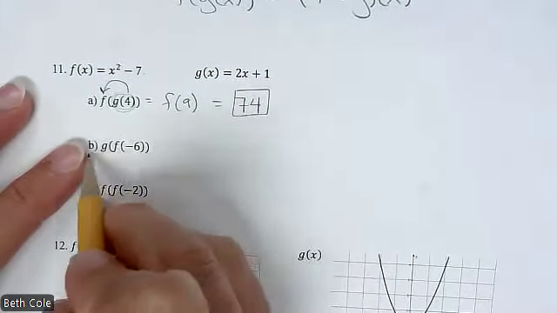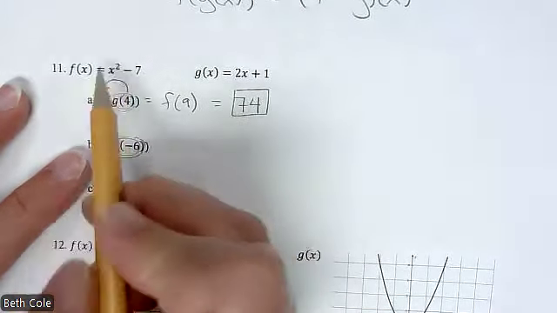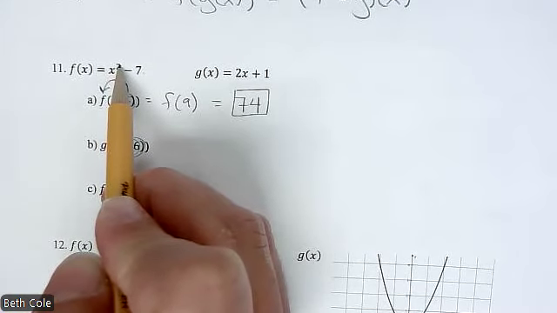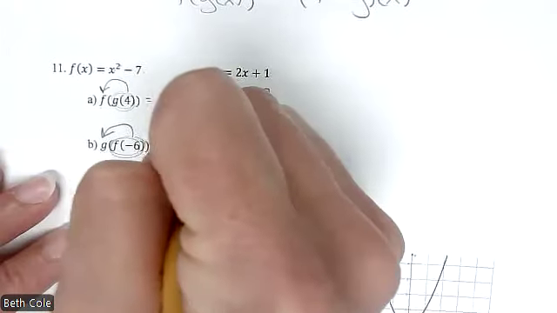Let's try it again. Which function are you going to start with, f or g? You're going to start with function f. Good. You're going to plug in -6. Here we go. -6 squared. 36, thank you for not saying -36. Positive 36 minus 7 is 29.